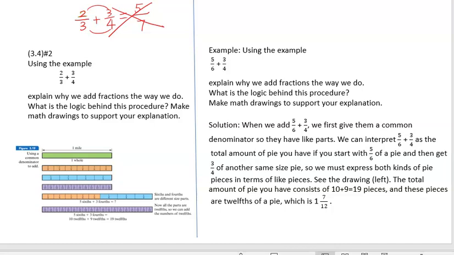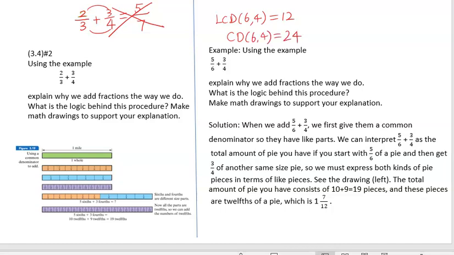So first of all, explain why we add the correct way. So first of all, what's the correct way? The correct way is we have to find the least common denominator. So the denominators 6 and 4, the least common denominator of 6 and 4 is 12. If you want to use 24, that should also work, but that's called a common denominator, not the least.